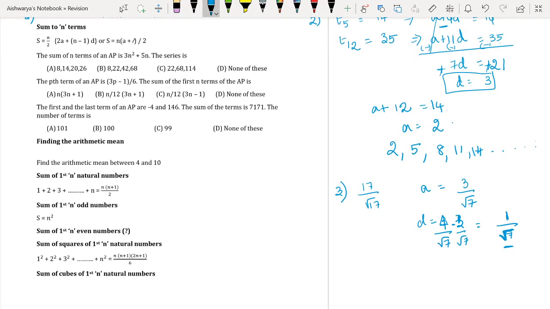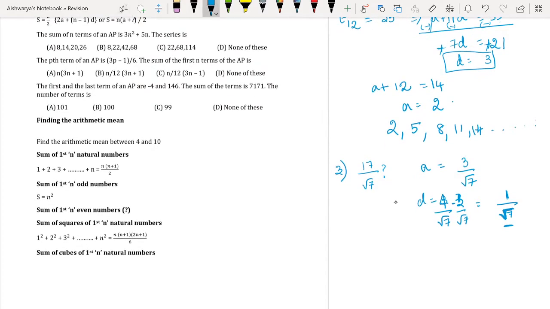So which term is 17 by root 7? How do you calculate that? The nth term: we'll say a plus n minus 1 into d is equal to 17 by root 7. My a value is 3 by root 7, n minus 1 you keep as it is, d value is 1 by root 7. This is equal to 17 by root 7.